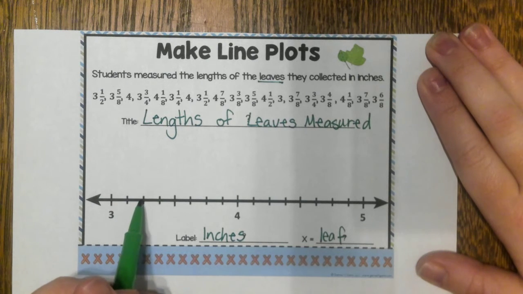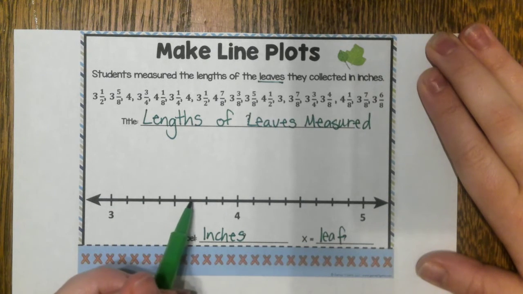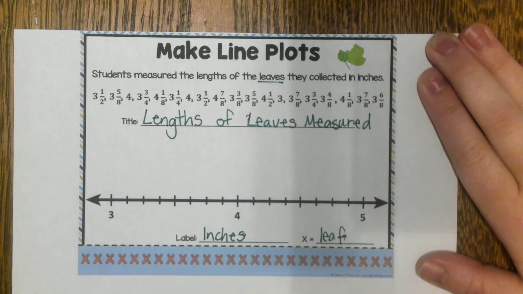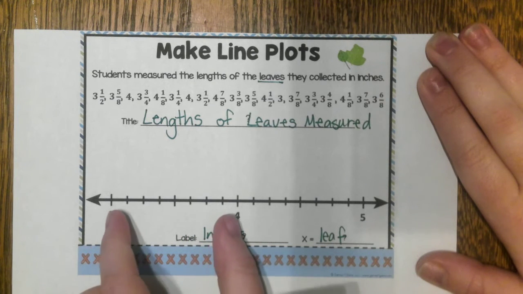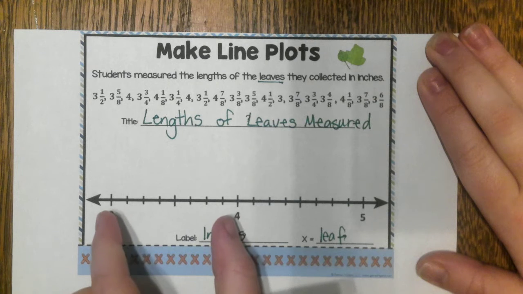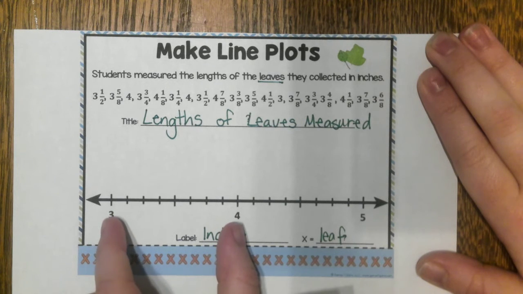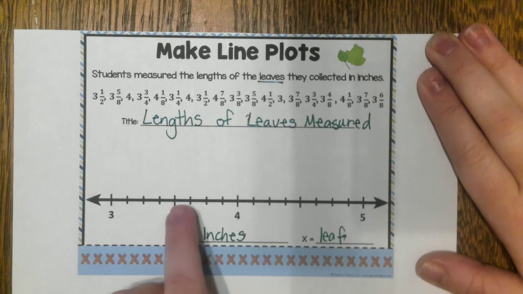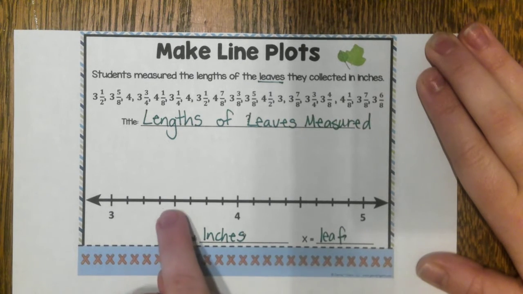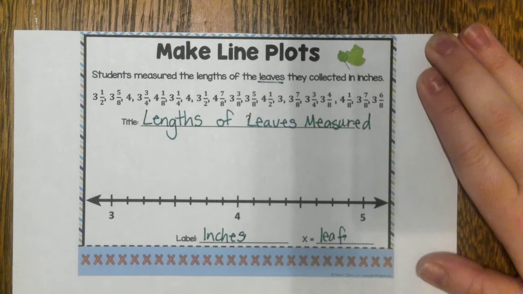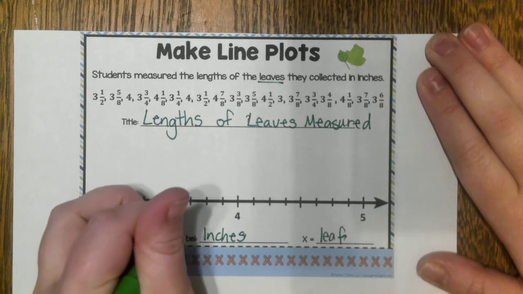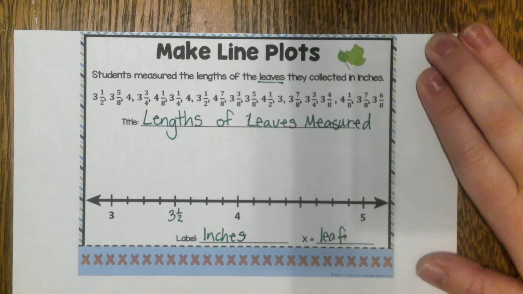1, 2, 3, 4, 5, 6, 7, 8. It's broken into 8 pieces, so my denominator is going to be eighths. Now if I look carefully, that one right in the middle is a little longer. I know that is going to be my half. Right in between 3 and 4 is 3 and a half.